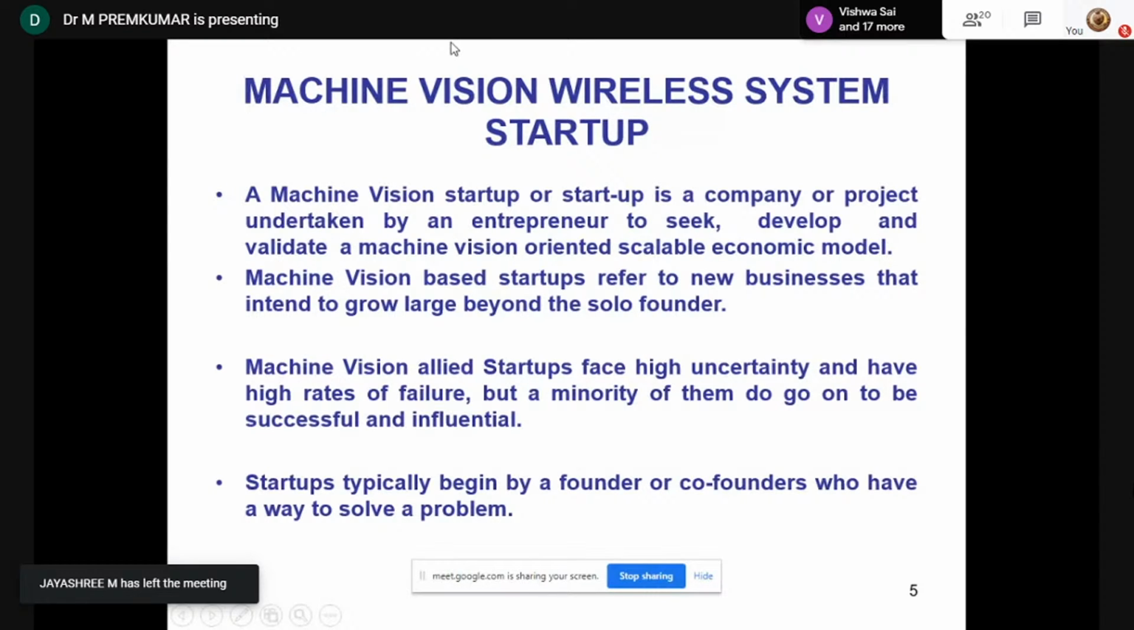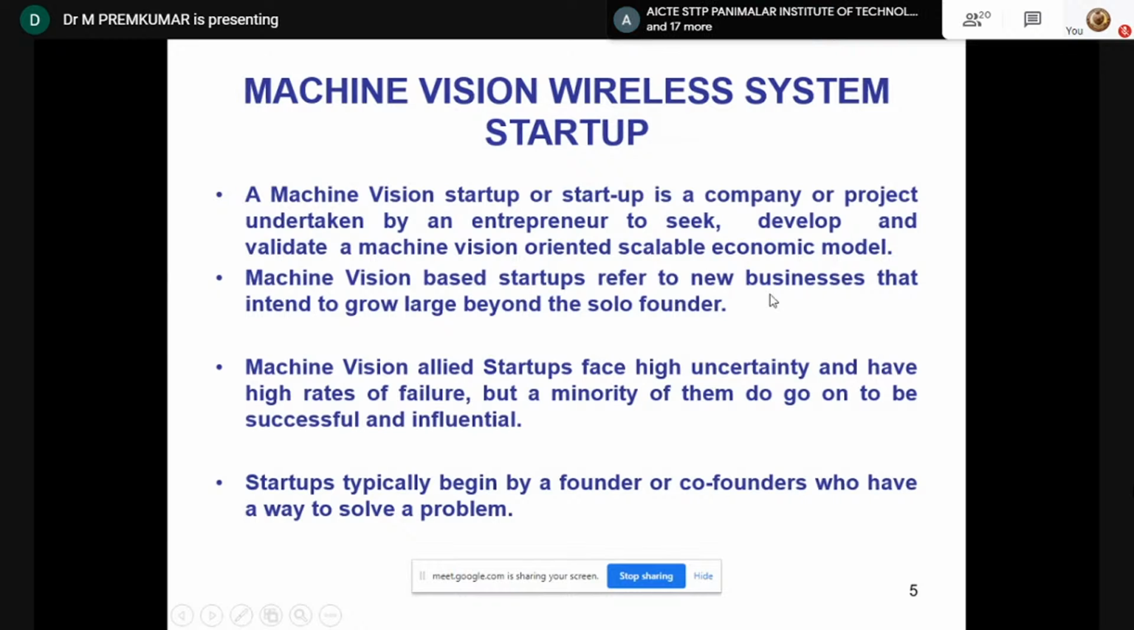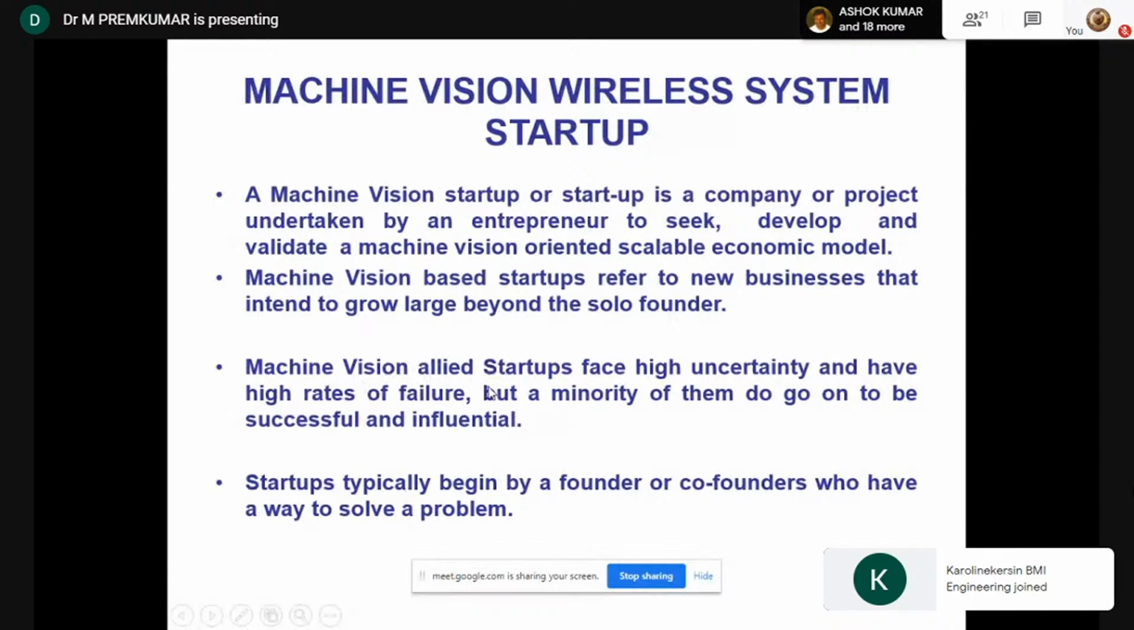I will not go into much detail on the image processing concepts which various expert speakers have given over the past 3 days. I will explore the other possibility of providing a solution. Machine vision startups are new businesses that intend to grow large, run by a solo founder or multiple founders. But the fact is that machine vision allied startups face high uncertainty.